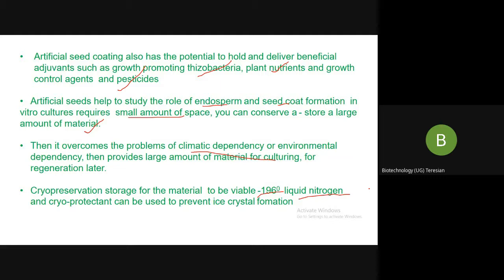And why is that viability not lost when you keep it at minus 196 degrees centigrade? Even your animal cells, you're keeping at minus 196. Plant cells you're keeping, microbial cells also, you learned that you're keeping at minus 196 degrees centigrade in liquid nitrogen. That is called cryopreservation. Why are we keeping that? What is happening? So here, what happens is that the activity of the cells will become a standstill, static. Okay, they can be arrested.